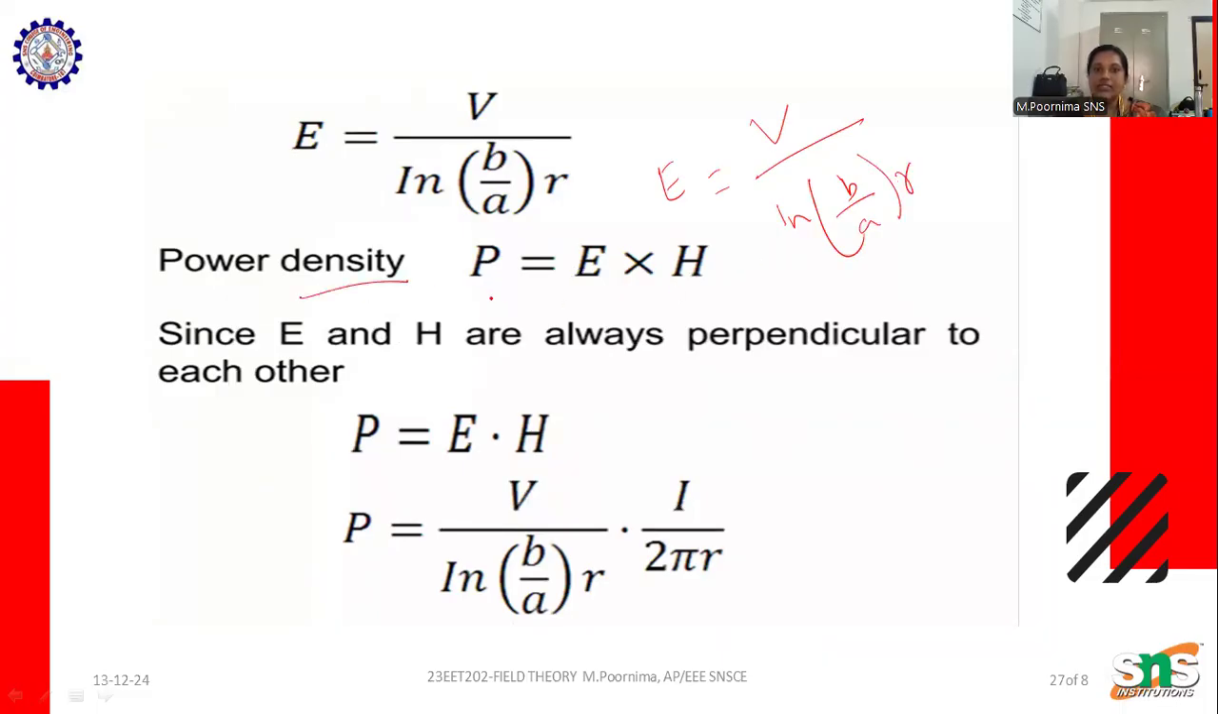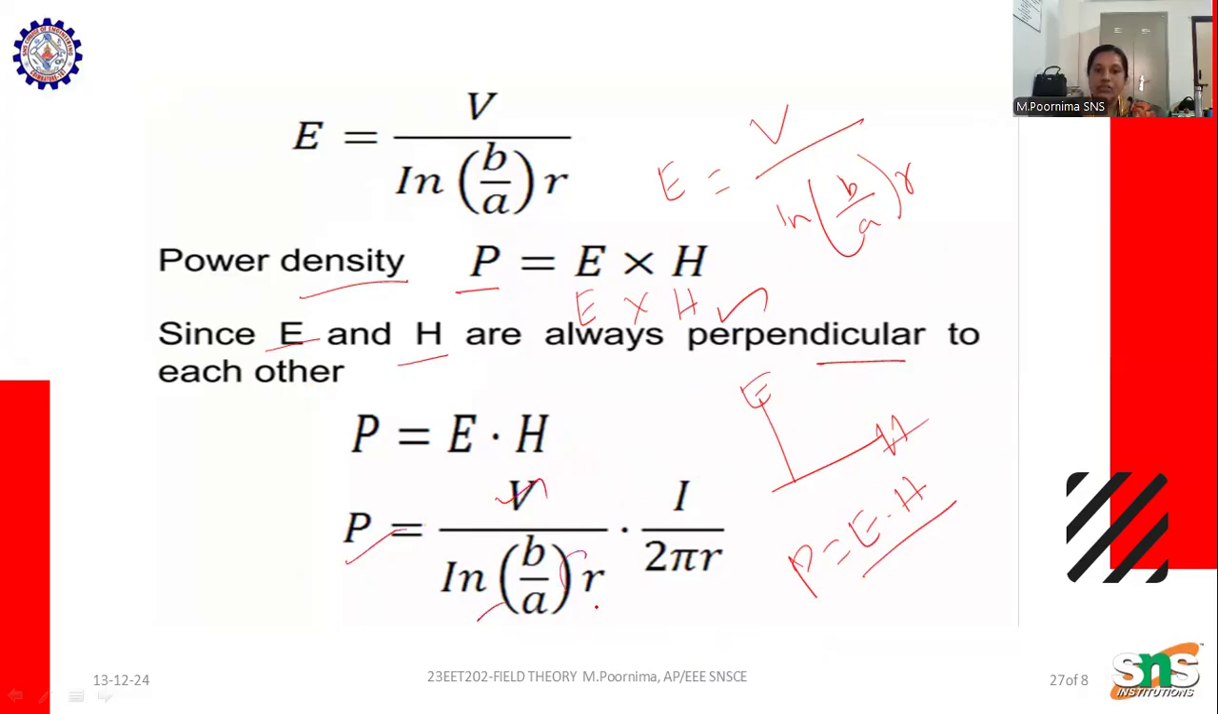So the power density P is equal to E into H. Since E and H are always perpendicular, that is, the E vector and H vector are always perpendicular to each other, the Poynting vector P is equal to E into H. P equals V divided by ln of B by A into r, multiplied by I divided by 2 pi r.